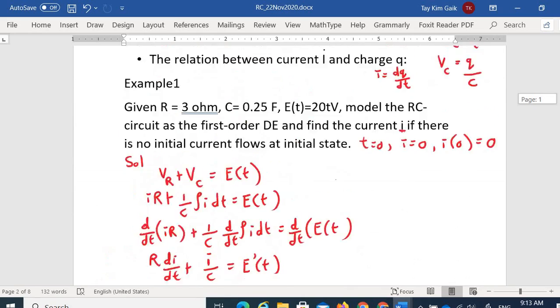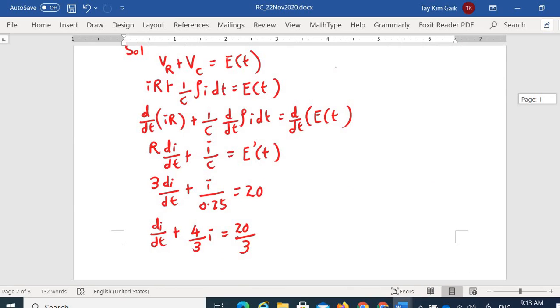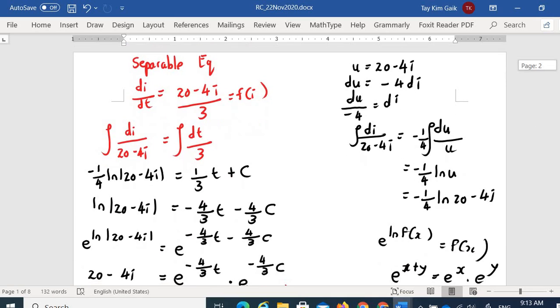So we have modeled the RC circuit as a first order differential equation. Then the E prime t will be constant. That's why this first order differential equation can be treated as a separable equation and a linear equation. If the right hand side is not constant, then it can only be a linear equation.